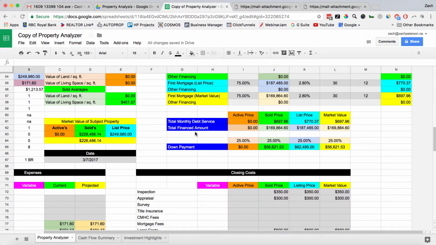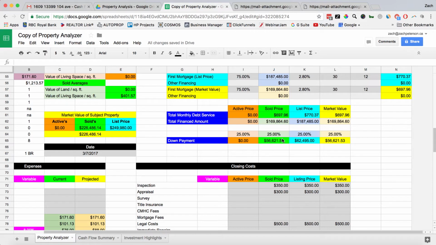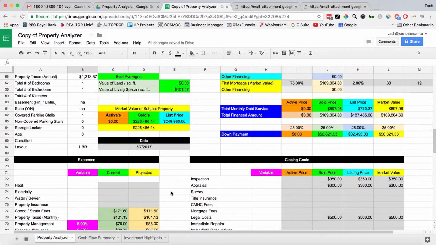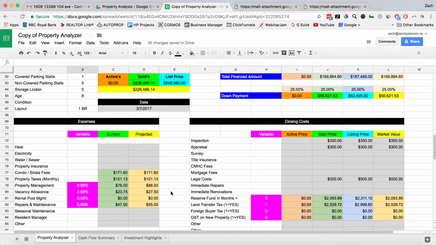Now, this is going to tell you down here your total monthly debt service, $697, and your total finance amount just gives you a quick summary of everything. And then it's going to tell you you're putting 25% down, so your down payment is going to be $56,621. These numbers all seem very accurate, but they're really just estimates.